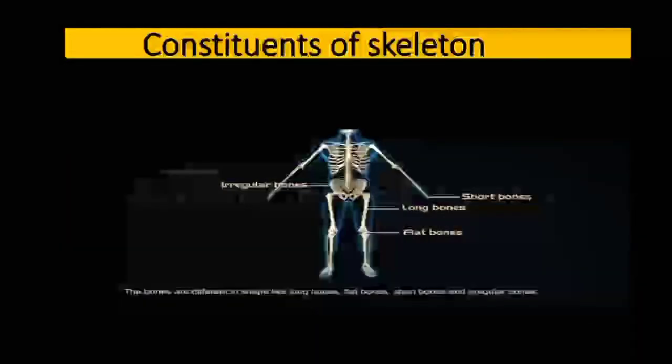Next, we are moving on to constituents of skeleton. There are different types of bones in the human skeletal system. They are long bones, short bones, flat bones and irregular bones. Long bones are found in arms and legs. Short bones are found in wrist, ankle, vertebral column. Flat bones are found in skull, ribs, shoulder and hips. Irregular bones are found in spine and vertebral column, mandible, inferior nasal concha and hyoid.